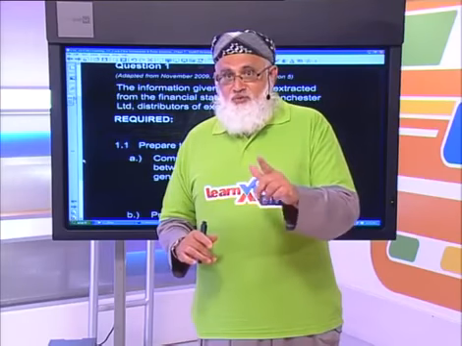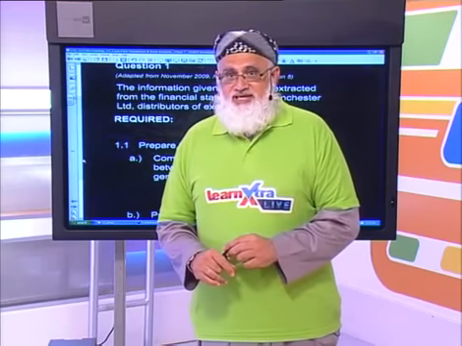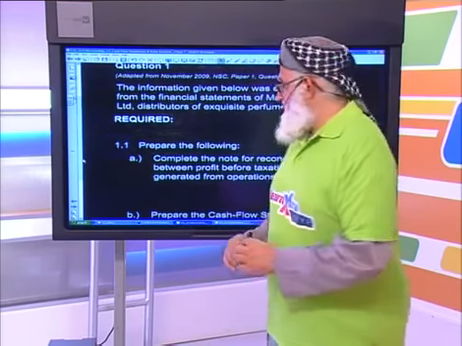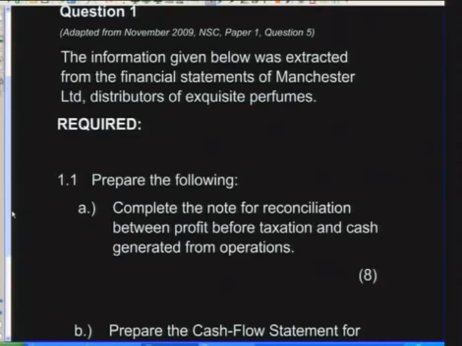There's the figure. And you know what I always say? That your mind, your body, and your soul concentrate and make sure you understand. Let's get right into the question. The information given was extracted from the financial statements of Manchester Limited, distributors of exquisite perfumes. What are we required to do? We have to prepare the note for the reconciliation between profit before taxation and cash generated from operations.